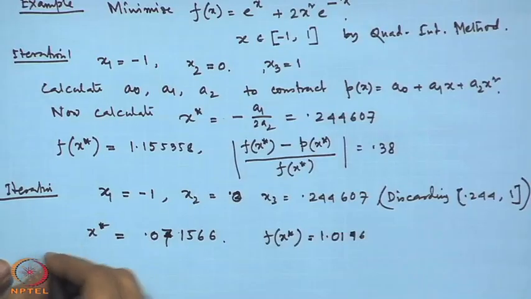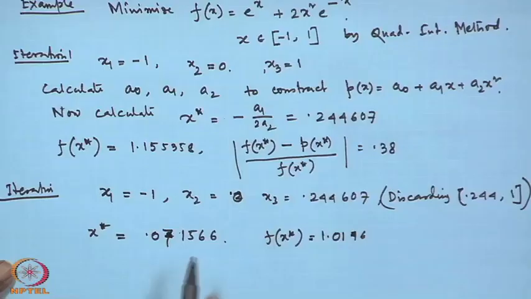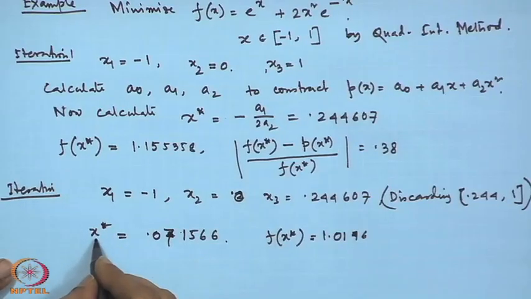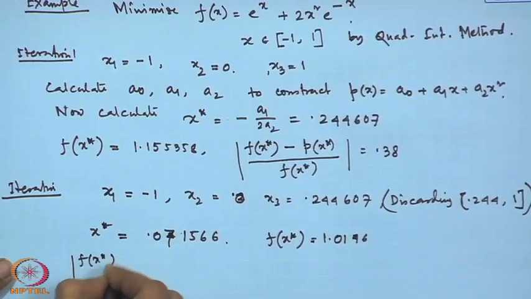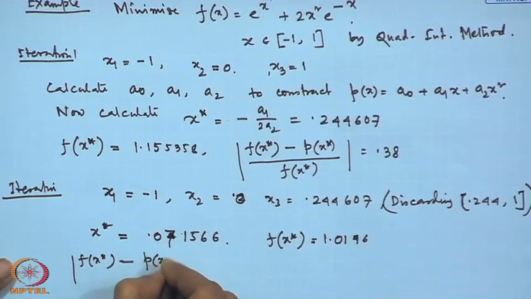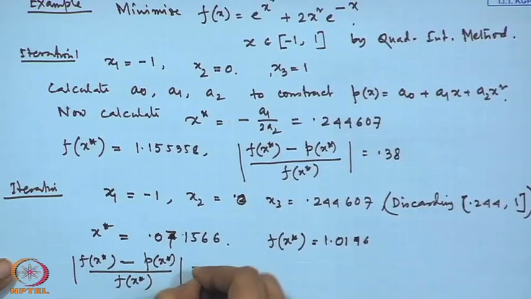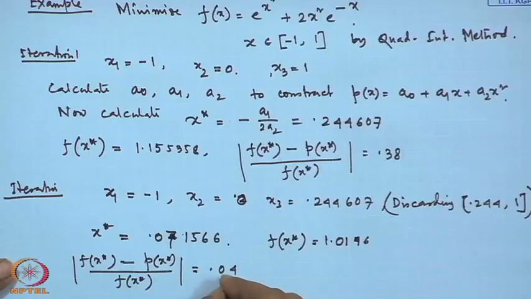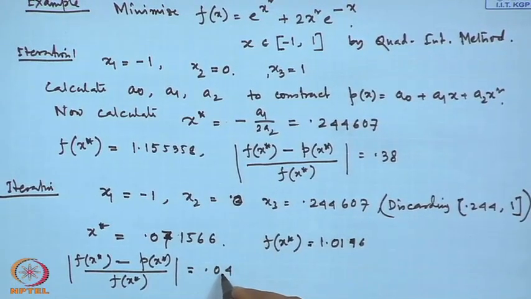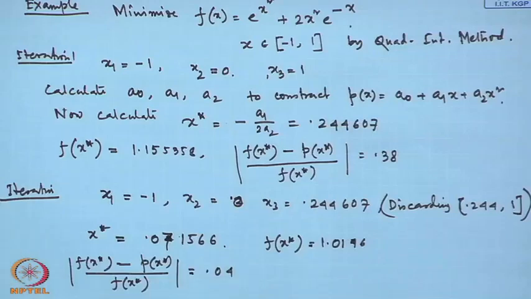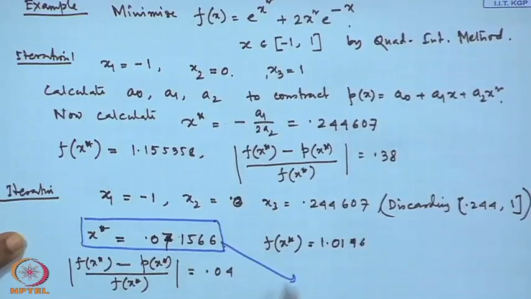That is why we can either check, as I said, the first order derivative of f at point x star, and we will see the value will be very small. Otherwise, we can calculate f x star minus p x star divided by f x star, and this value is coming as 0.04. This can be considered a very small value. If we are happy with this value, we can stop our iteration and declare that this is the approximate optimal solution for the given function.